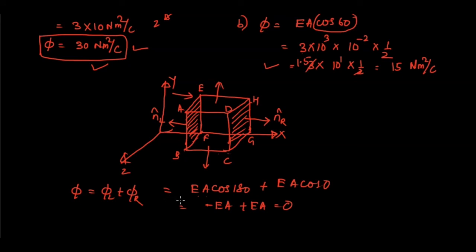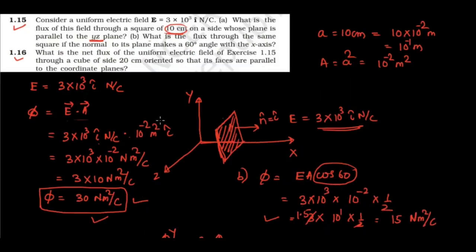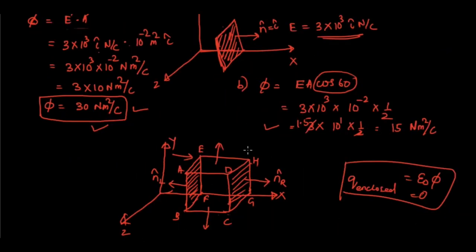The net electric flux is 0, and since the net electric flux is 0, Q enclosed, the charge enclosed by the cube, is also equal to epsilon naught times phi, that is equal to 0. Is that clear? So the answer to this question is: if the faces are parallel to the coordinate planes, then the electric flux through the cube will be 0.